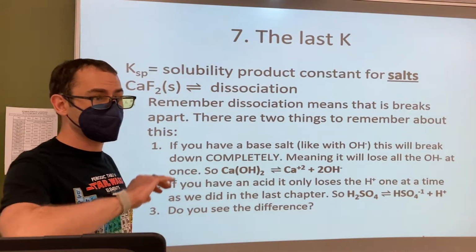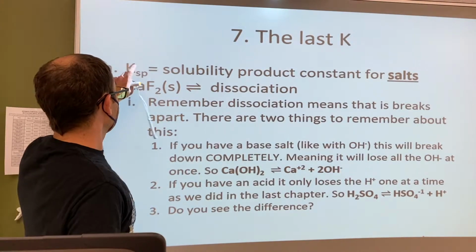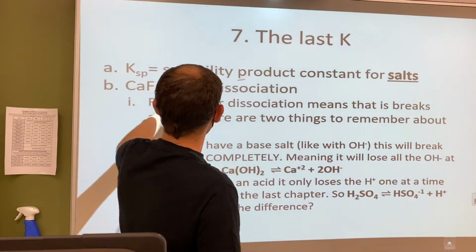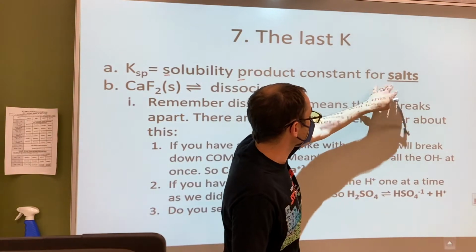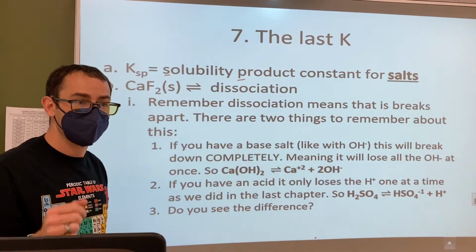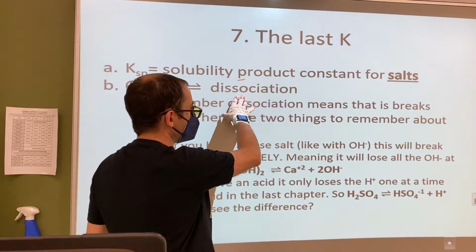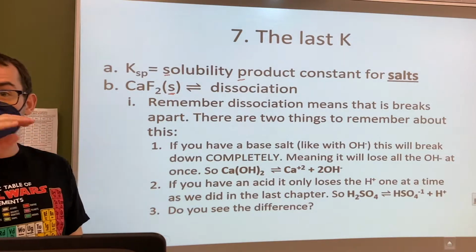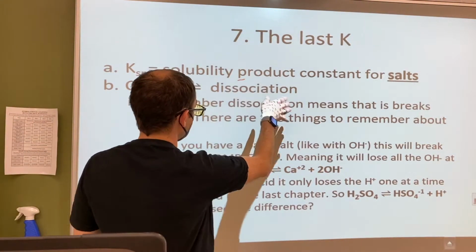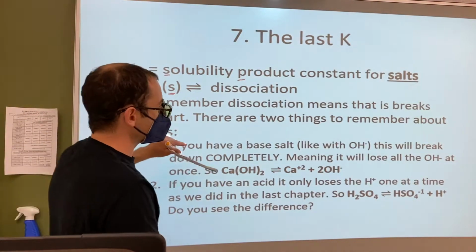Okay, the absolutely last K we're going to talk about this year is KSP. And KSP is the solubility product, that's what the SP stands for, solubility product constant for salts. And these problems look a little bit different. They start out as usually a solid, and then the solid breaks apart into its ions. And we just try to calculate the numbers for those particles. So remember, dissociation means that it breaks apart.